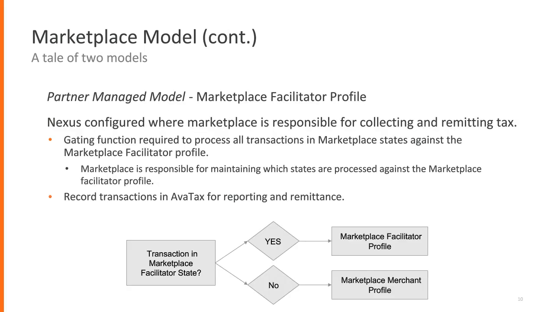So taking a closer look at the partner-managed model, you'll see that there's 2 distinct company profiles, one for the marketplace facilitator and another for merchants on the marketplace. On the marketplace facilitator profile, you'll want to enable Nexus in the states where the marketplace is responsible for collection and remittance of sales tax, and you'll also need logic on the client side or the integration side to send transactions in marketplace facilitator states to the marketplace facilitator profile.